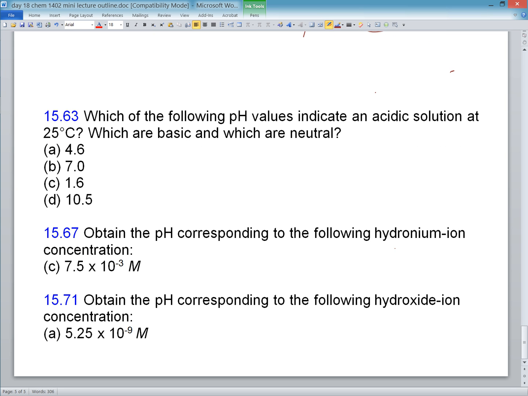So here we only have 3 left. You guys can get out of here early. And on 63, you just write acidic, neutral, or basic. Nothing to calculate.